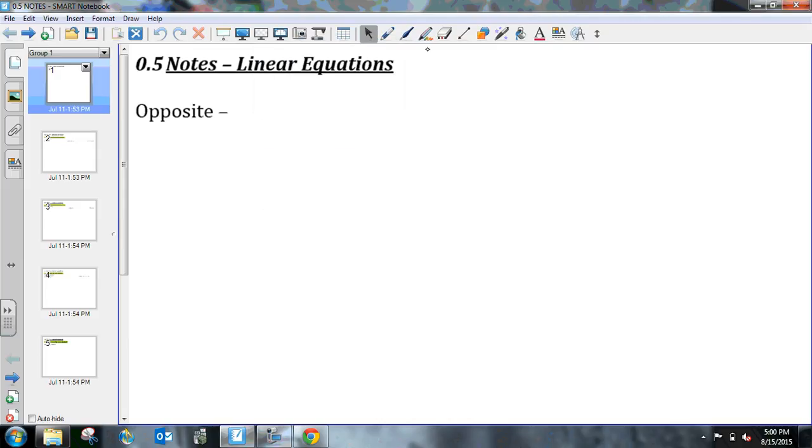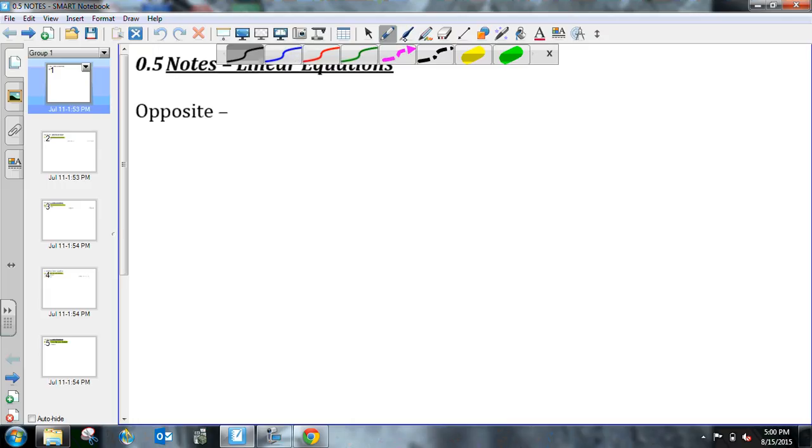Okay, the following is a video over 0.5 notes, and these are linear equations, and we'll be solving linear equations. This is probably the most important thing that you'll learn in algebra that you'll need to come to geometry with.